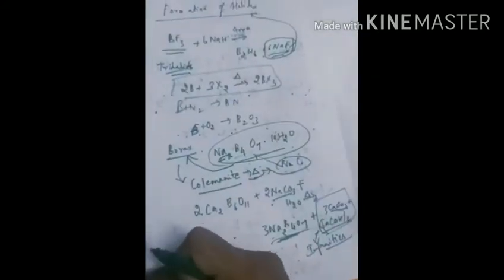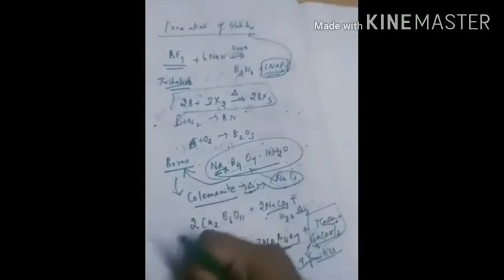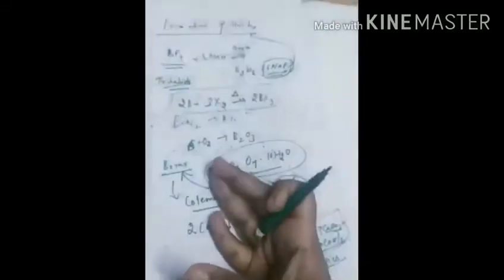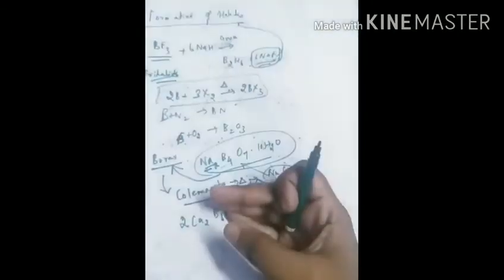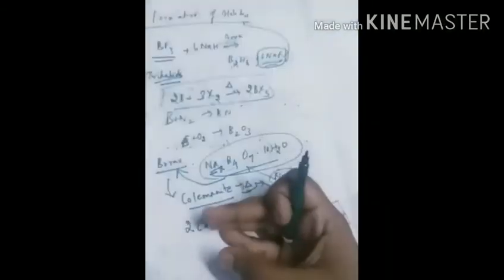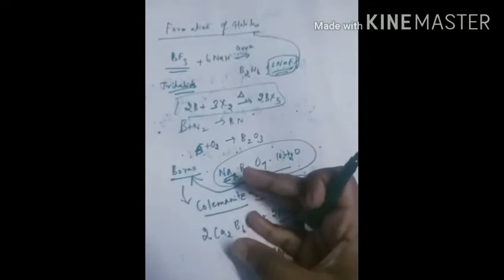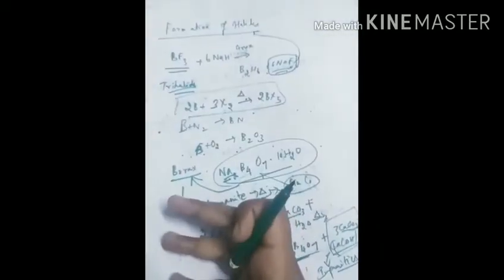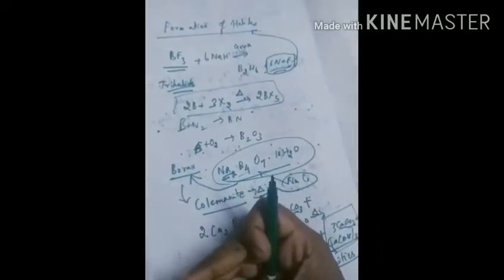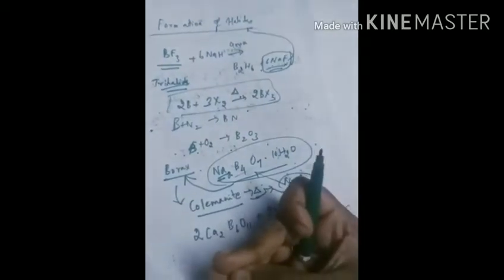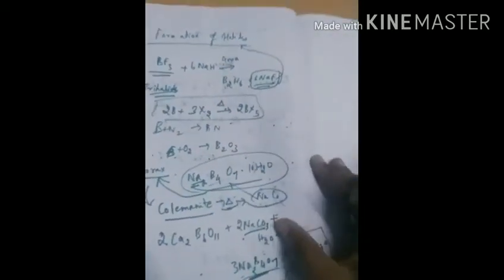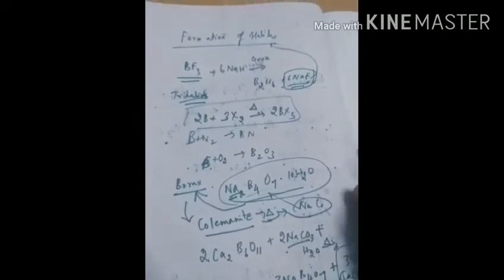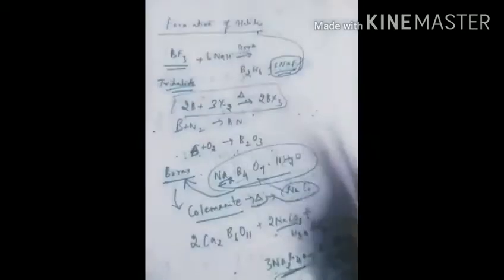One of the biggest properties of borax is that when you treat it with alkali or acid, it will form a soluble boric acid. It will directly form some soluble alkali. So this is the biggest property of borax. It will readily bond with any of the acid or alkali. So this is all about borax.